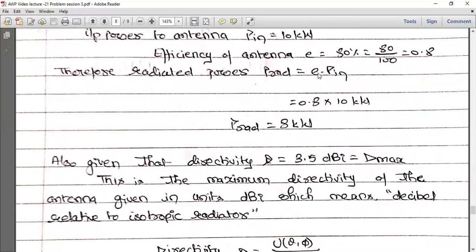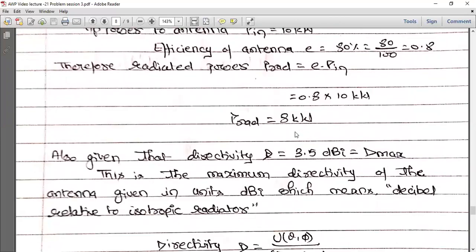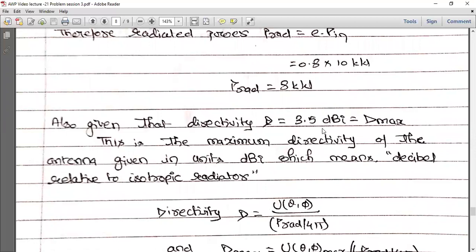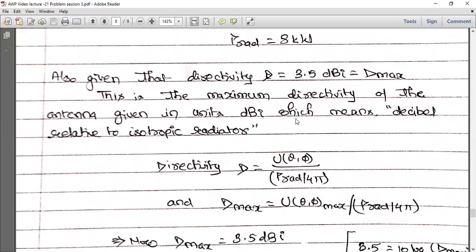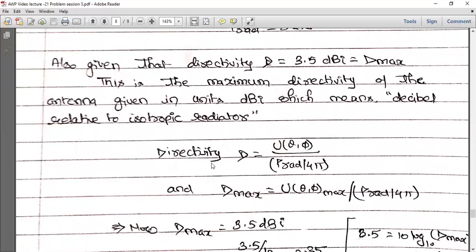First of all, we find the power radiated, which is 8 kilowatt. Then we have been given D equal to 3.5 dBi. This is the maximum value of directivity in the direction in which we have to find the received power density. Now we know very well that directivity is given by U(θ,φ) upon U average, or the radiation intensity of the test antenna, which we do not know, upon the radiation intensity of the isotropic antenna.